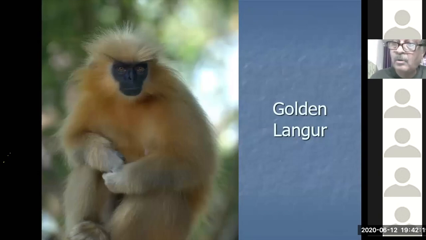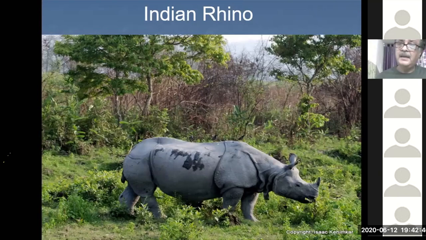Now we are in the northeast, and as recently as 1957, this beautiful langur was discovered by EPG, who was a British planter and conservationist, and that's why his Latin name has been given in his honor. And the rhino, of course, the rhino is a mascot of the northeast, and these are the flagship animals.